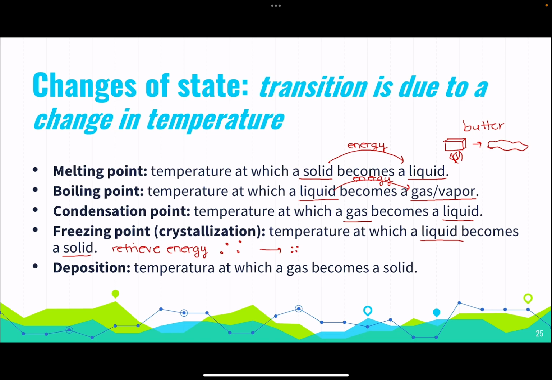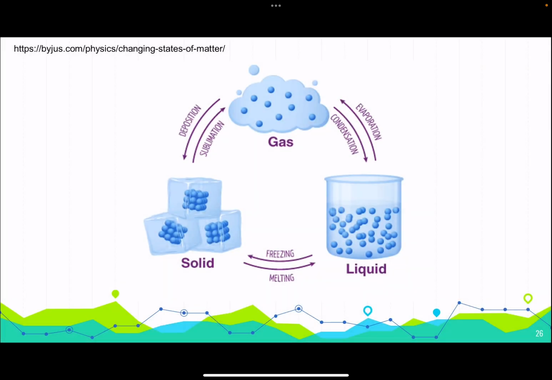And deposition is a funny case because a gas becomes a solid without even going through the liquid part. So we're not going through the liquid, we're going directly from being a gas to being a solid. So we have here several changes of state. Let's start with a solid. If we go from a solid directly to a gas, it's called sublimation.